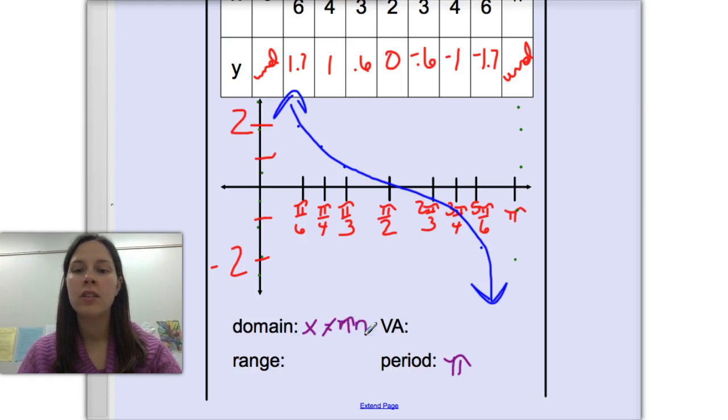Vertical asymptotes, of course, occur when x does equal multiples of pi. And the range is all real numbers. Again, the graph extends from negative infinity up to positive infinity.